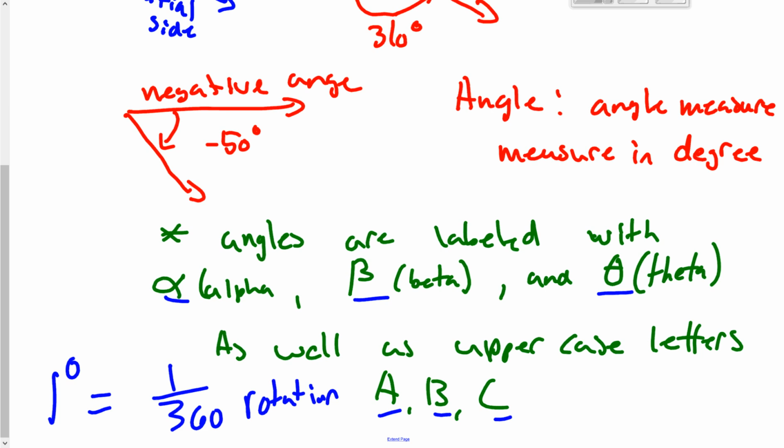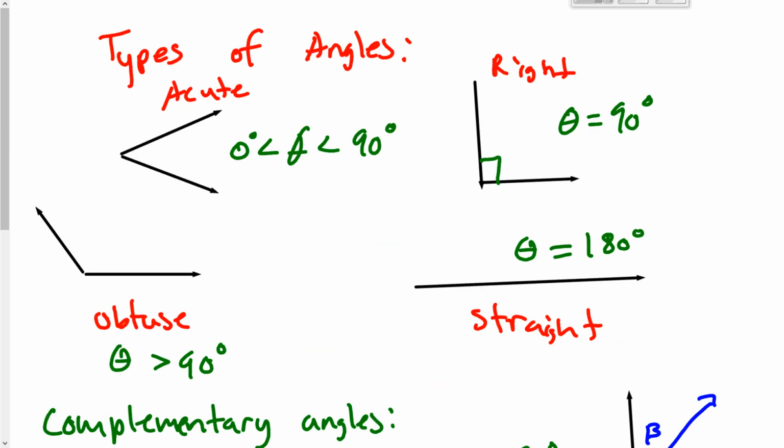Now let's look at some other types of angles. We have an acute angle, less than 90. This is theta here, just representing an angle; I could have used A or B, anything like that. So an acute angle is between 0 and 90. A right angle, noted by this little box, is 90 degrees. An obtuse angle has to be greater than 90, and a straight angle is 180 degrees.